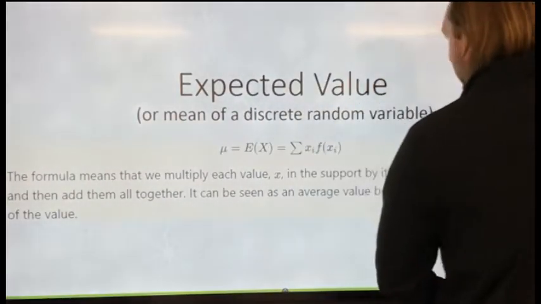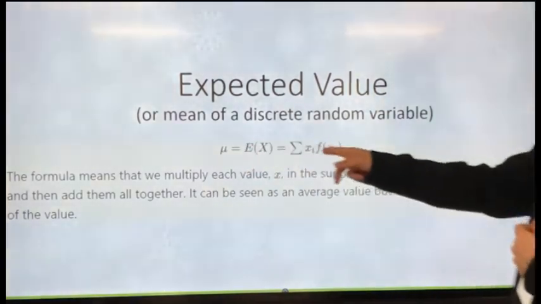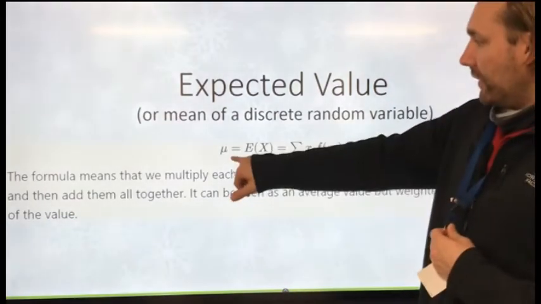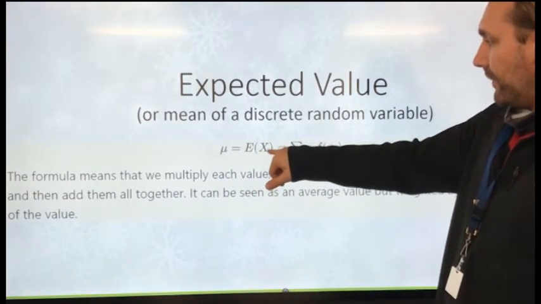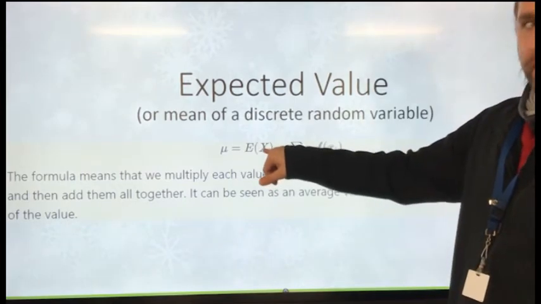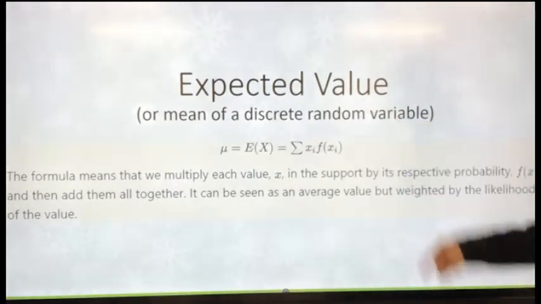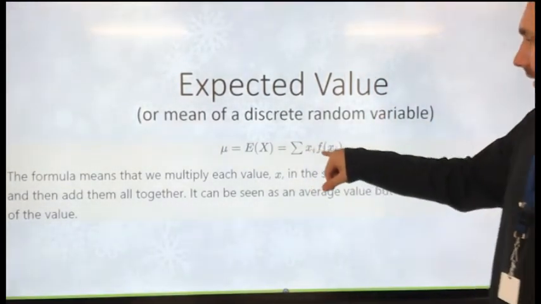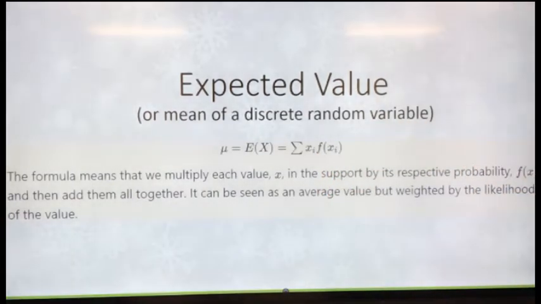If you can remember from our vocabulary term from yesterday, expected value, or the mean of a discrete random variable. Here's the formula. We're going to use the mu, or it can be represented by E of capital X. Capital X is what? A random variable. We take the values of our x, regular x, and multiply them by the probability, and then add those all together.